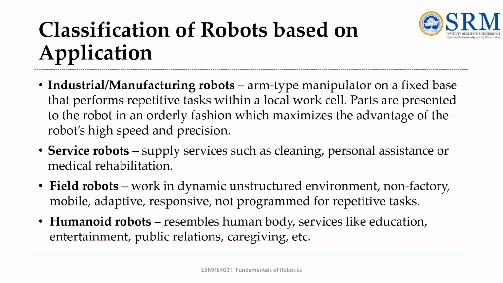So first, industrial or manufacturing robots. These robots are like mechanical arms fixed in one place at a factory, and they do repetitive tasks like assembling things. They work really fast and accurately, especially when parts are given to them in an organized way.